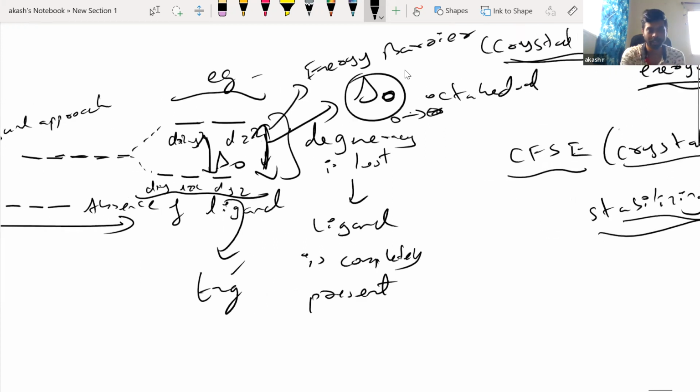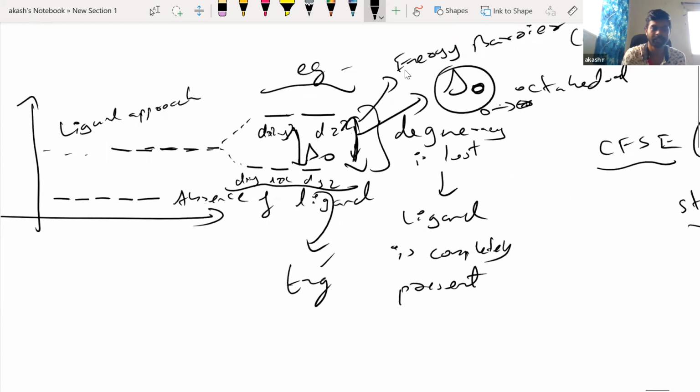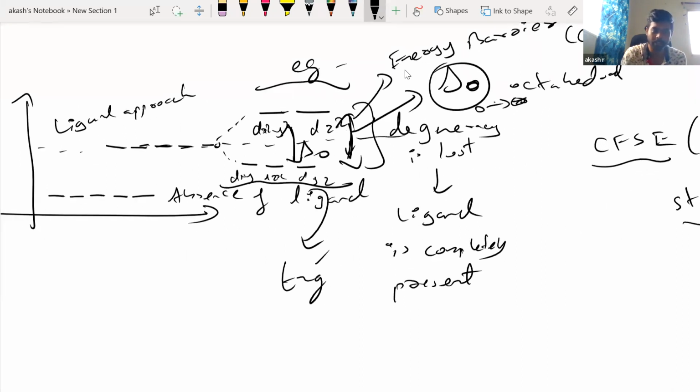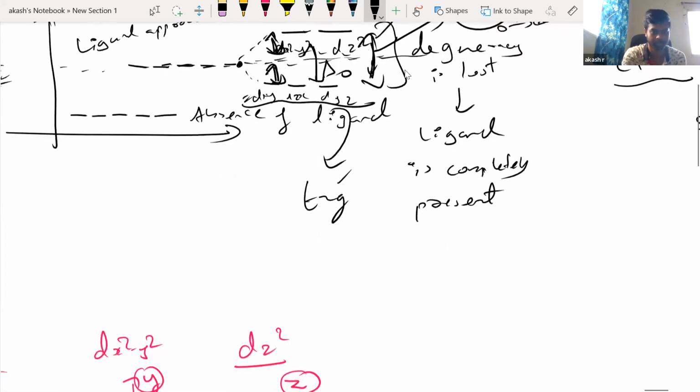Another thing is this. From this point, this gap and this gap are not equal. The energy differences from the average energy to the EG set, and from the T2G set to the average energy, are not equal. Please understand that first. Again and again I'm repeating, this gap and this gap are not the same. That means it is not exactly 50-50%. Actually this is a little clumsy. Let me draw another diagram for you.